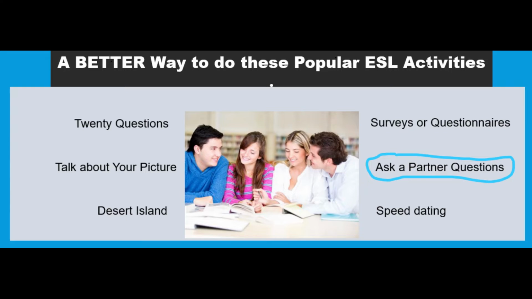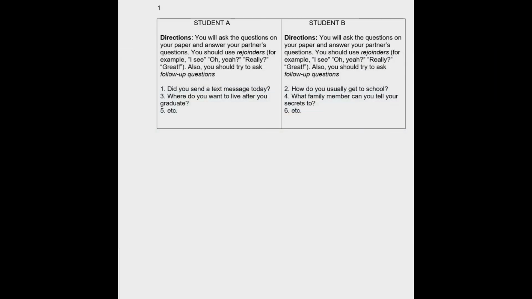David, in my conversation class, I often give my students some conversation or discussion questions and then put them with a partner and have them talk about the questions. It seems to work best if I put the questions on separate paper and have one set for student A and one for student B, like this.